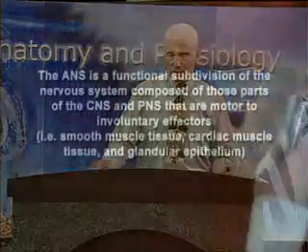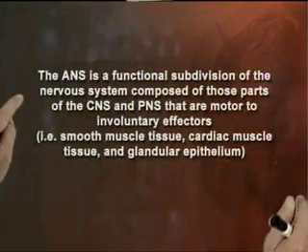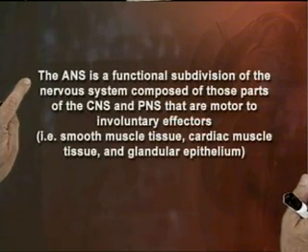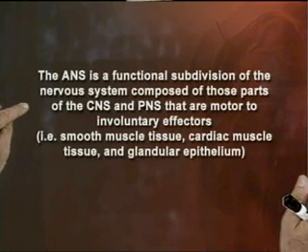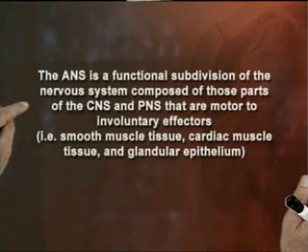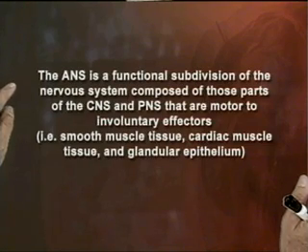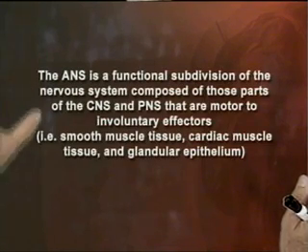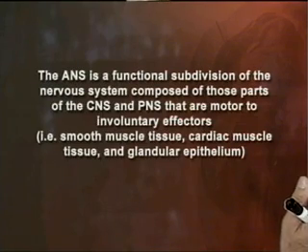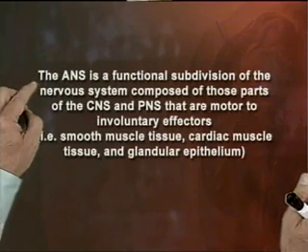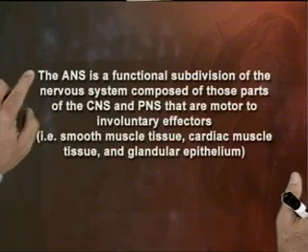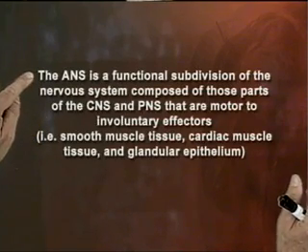Let's take a look at a graphic that says a little more than what we just said in regard to the ANS. It's a functional subdivision of the nervous system composed of those parts of the CNS and PNS that are motor to those involuntary effectors. Not an anatomic subdivision. You can't point at parts of the nervous system and say, well, that's the autonomic nervous system, and this is the central nervous system, and this is the peripheral. No, it's a functional subdivision, and that's an important thing to remember. I think we made that point probably the other day.